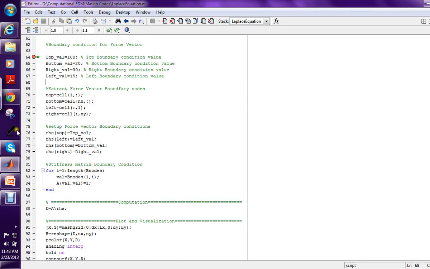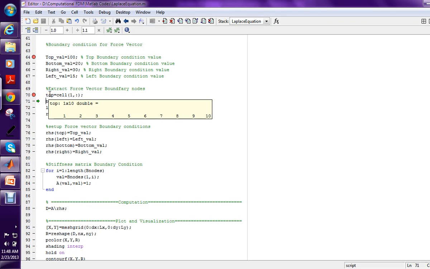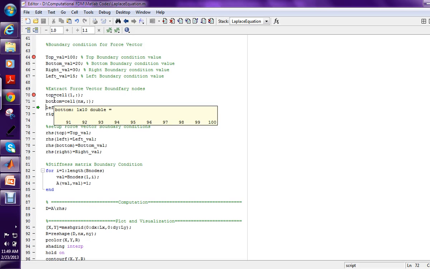So for example here, top: all the columns in cell having row 1 are the top, right? So what are our top boundary values? These are the top boundary values 1 2 3 4 5 6 7 8 9 10. In this case, what are the bottom? Same thing, all the columns in row nx are the bottom. Yeah, 91 92 and something like that, 100.